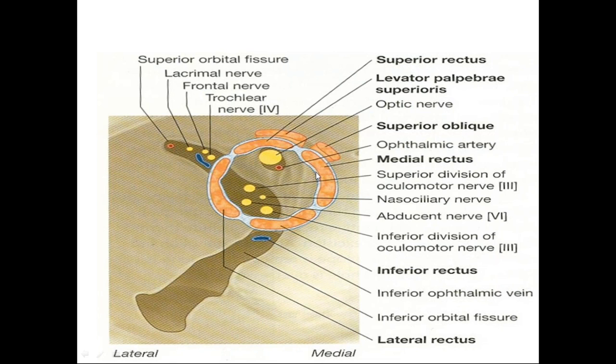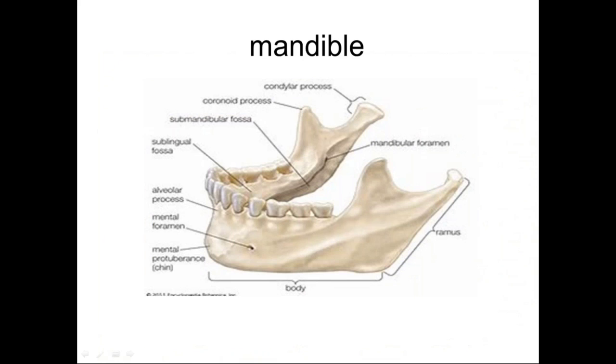So this is common tendinous ring of Zinn from where all the recti oculomotor muscles take their origin. And this is optic canal, circular opening.